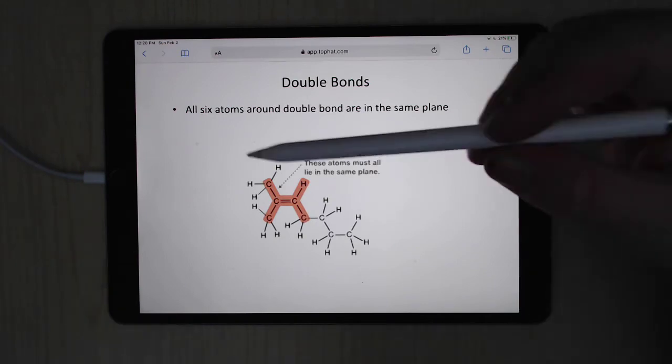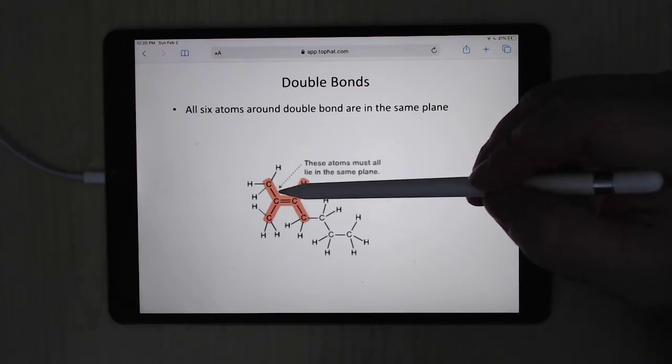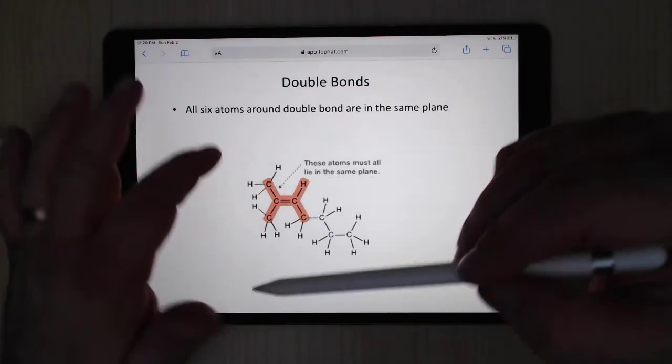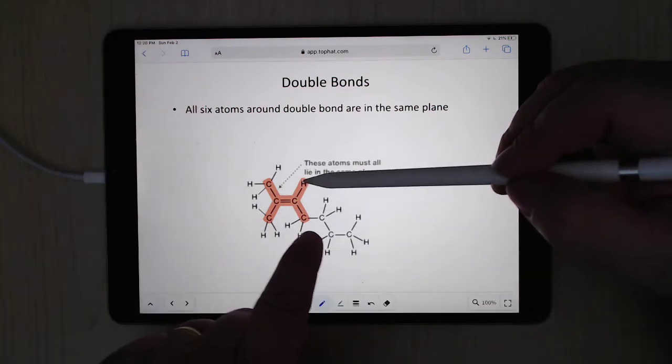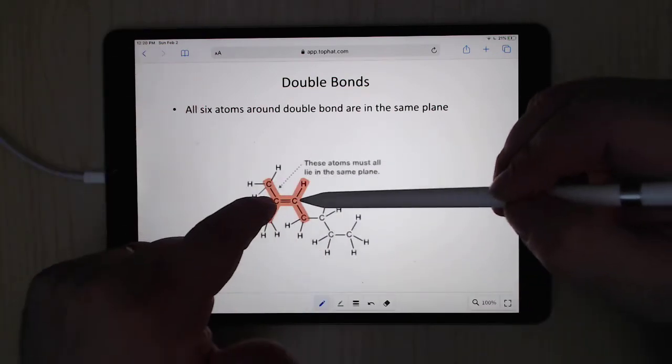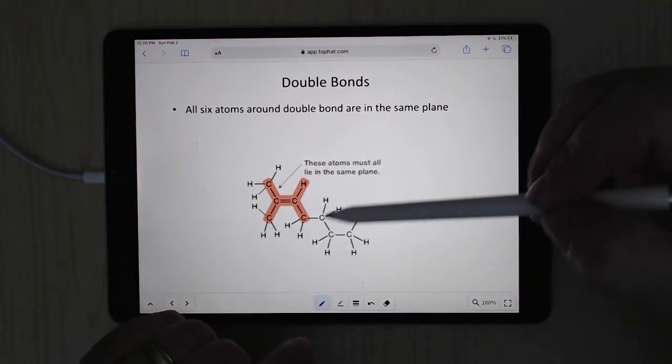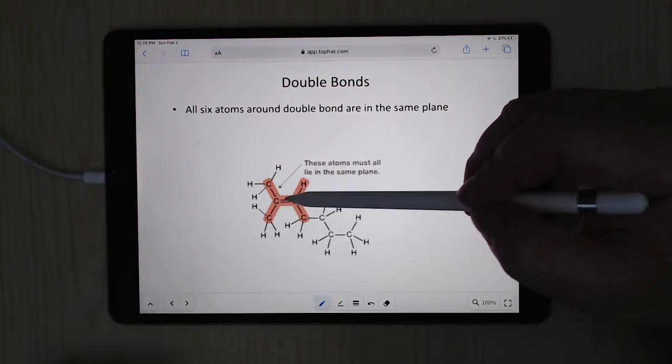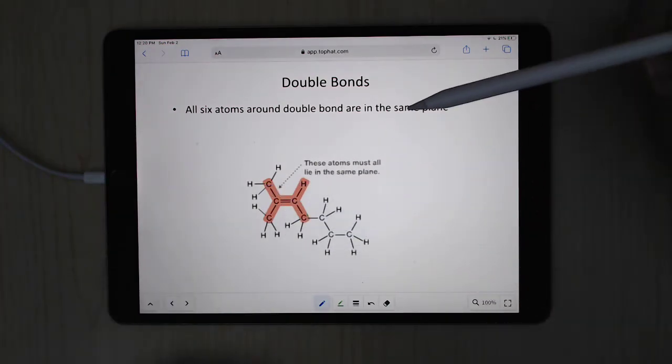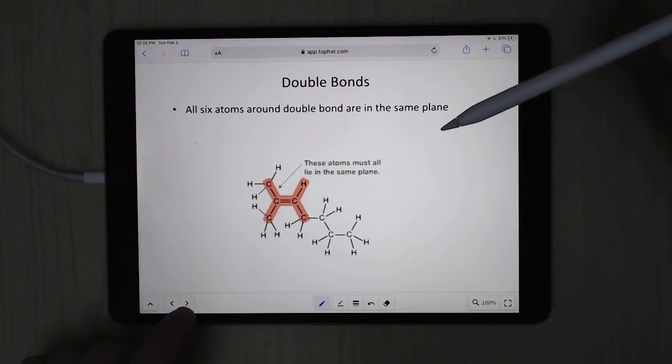Okay, and so for here, these carbons here aren't going to be rotating around like this. Neither is this hydrogen and carbon. They're going to be fixed. Now everything else is going to be rotating around, but not these atoms here in the orange. Those are going to be fixed rigidly.